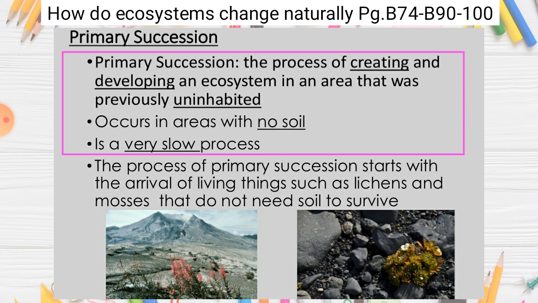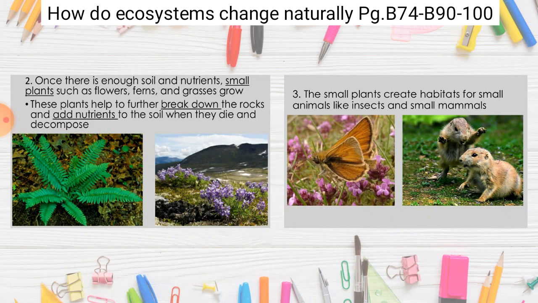After we have some conditions that are necessary for life to inhabit here, the first things that come are usually the most simple plants, like lichens and mosses. These require very little material to survive. Once there is enough soil and nutrients, small plants such as flowers, ferns, and grasses grow. This prepares the soil for more and more variety of plants. These attract small animals like insects and small mammals.